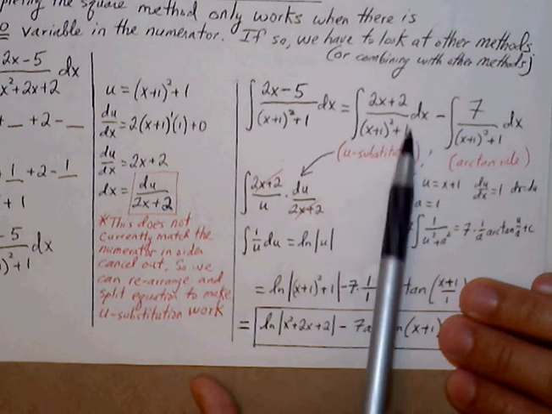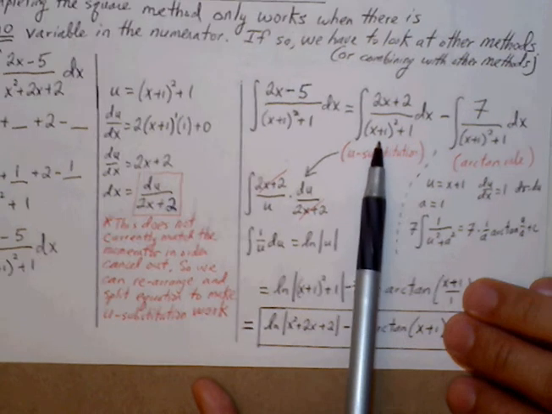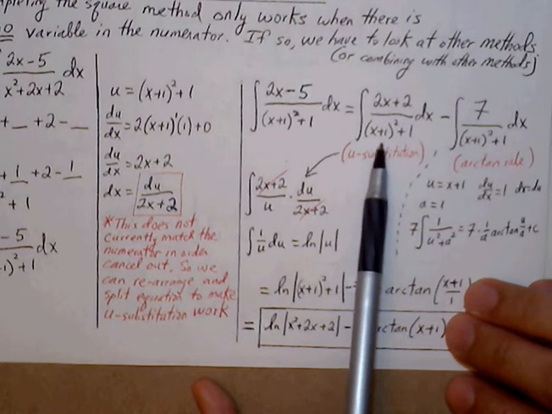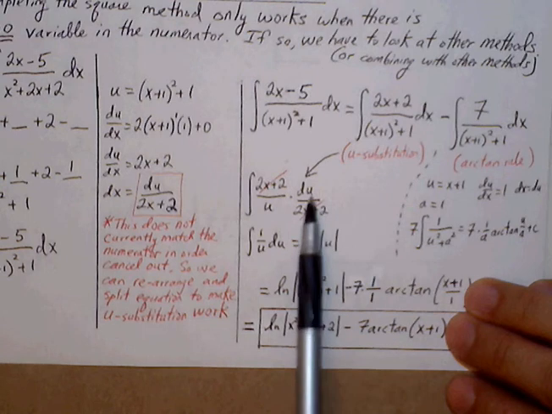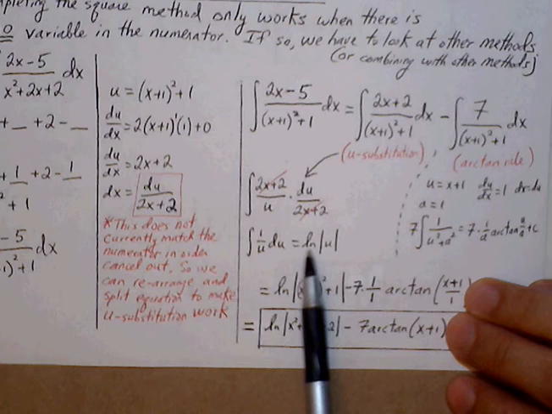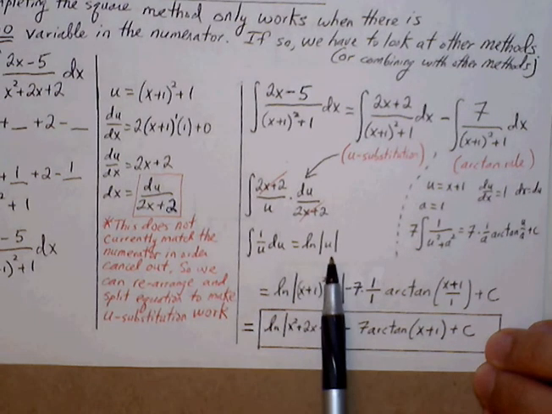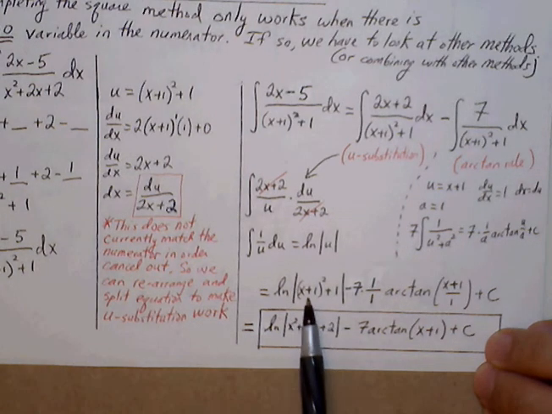So we already went through our u value. Our u value is x plus 1 quantity squared plus 1. We went through the derivative, and the derivative is du over 2x plus 2. We see the 2x plus 2 will cancel out nicely. Now the integral of 1 over u is simply natural log of the absolute value of u. And that will turn into ln of x plus 1 quantity squared plus 1. Okay, so that's the first portion.